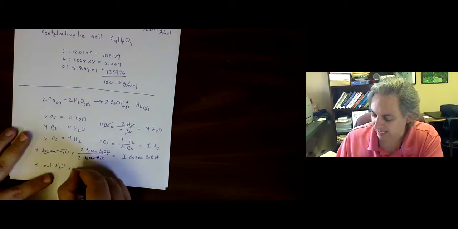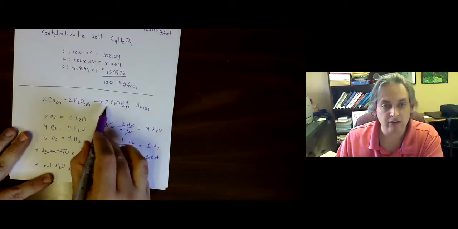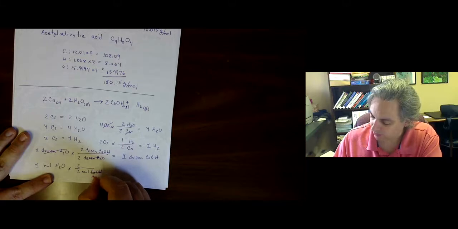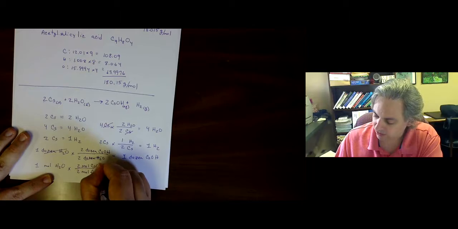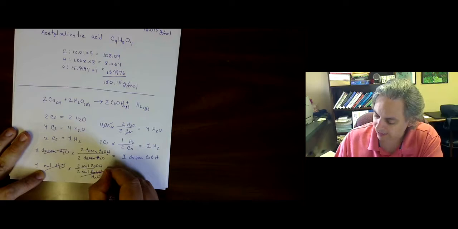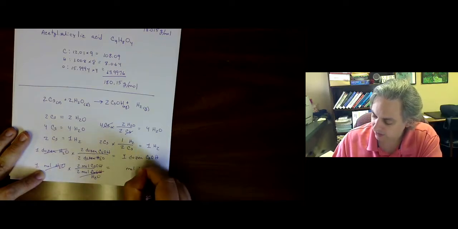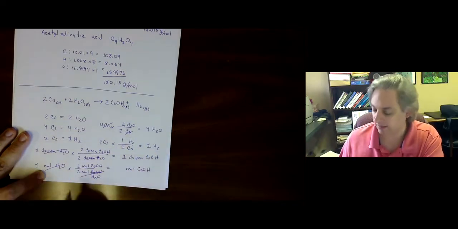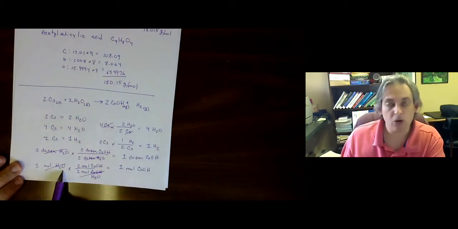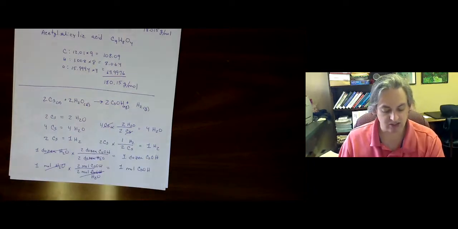Well, we do this exactly the same way. For every 2 moles of water, because there's a 2 as a coefficient there, we get 2 moles of cesium hydroxide. And so if we have 1 mole of water, that mole of water is going to cancel out, leaving moles of cesium hydroxide, which is what we want to find. So 1 times 2 divided by 2 tells us we have 1. So for every mole of water, we get 1 mole of cesium hydroxide.